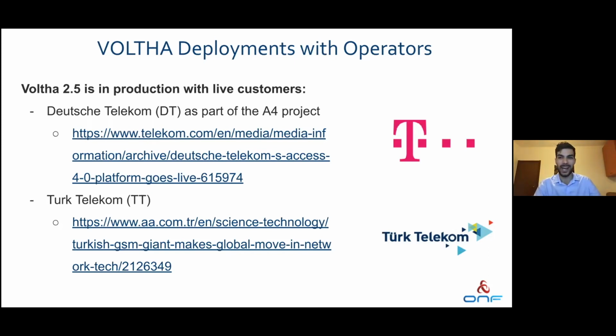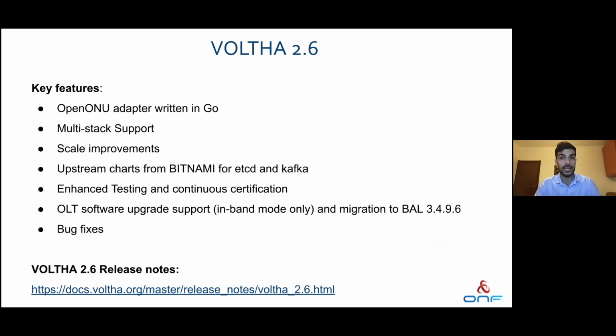Obviously, there's always something new that we can add to the system. Every new release comes with new features, and after going into production with 2.5, there were some key elements that needed to be added to the system. So Volta 2.6 does some of that. The key features of the Volta 2.6 release, which was released December 18th, are the OpenONU adapter in Go, multi-stack support, scale improvements, and the upstream charts for Bitnami and Kafka to avoid using incubator charts. We are also enhancing testing and continuous certification. We also support OLT software upgrade with an in-band mode, and the use of BAL 3.4.9.6 for some features. We also implemented some bug fixes. For more release notes and detailed information about the Volta 2.6 release, you can go to docs.voltha.org, where there's a page for the Volta 2.6 release with more details.